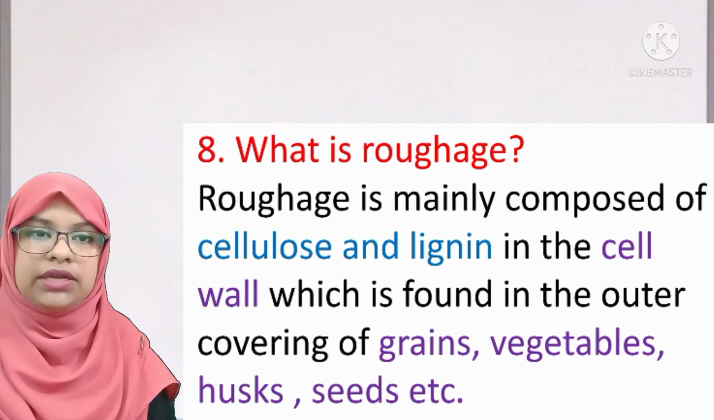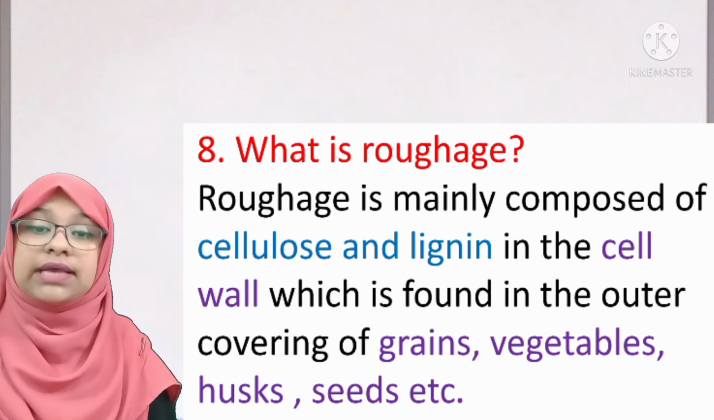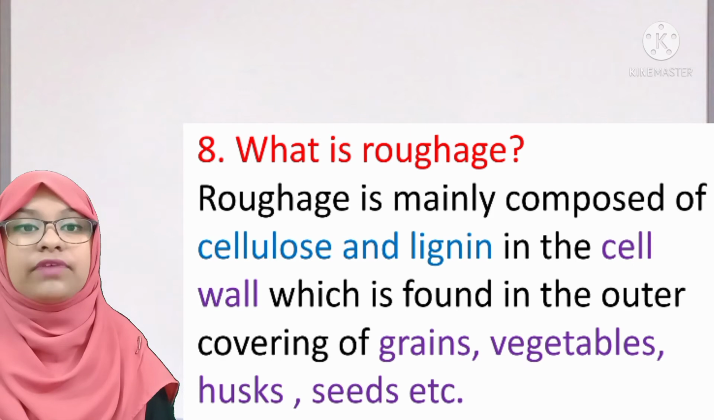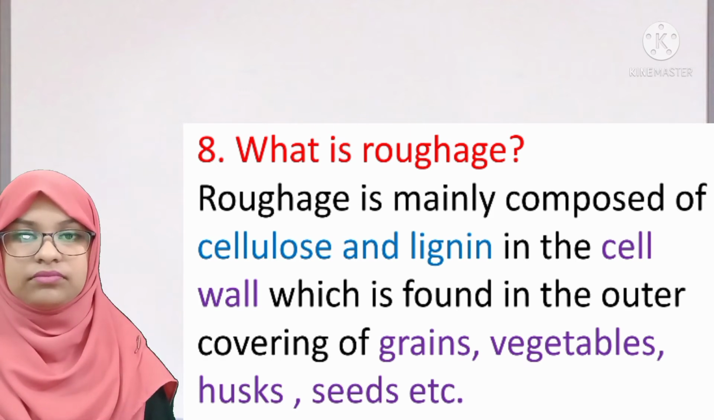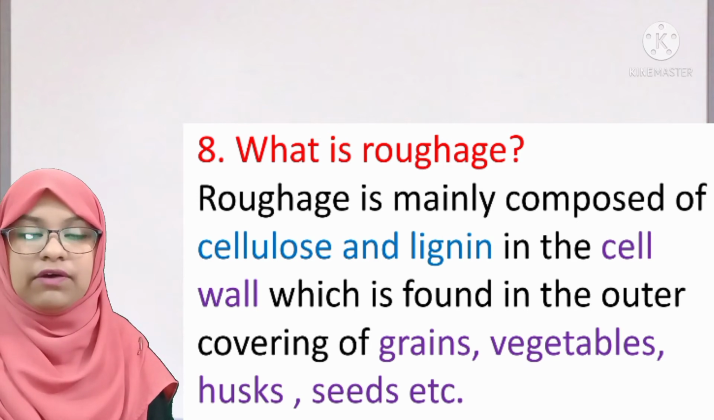Our eighth question is, what is graphics? Graphics is mainly composed of cellulose and lignin in the cell wall, which is found in the outer covering of grains, vegetables, husks, seeds, etc. And graphics is also a very important element for our normal growth.